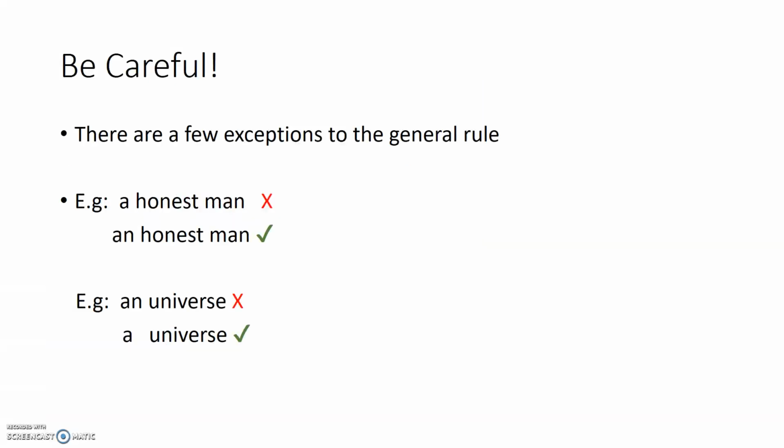But you should be careful, because there are a few exceptions to the general rule of using a before words that start with consonants and an before words that begin with vowels. So what are these? The first letter of the word honor, for example, is a consonant, but it's unpronounced. Like the first one, the first letter of the word universe is a vowel, but we pronounce it with a consonant sound. That's why we use a universe.